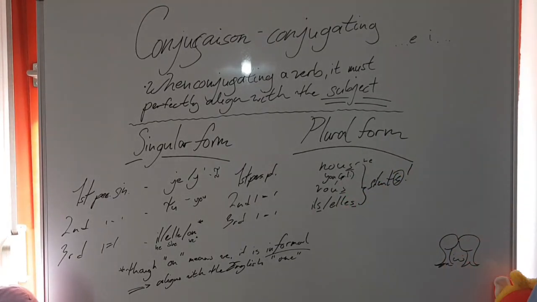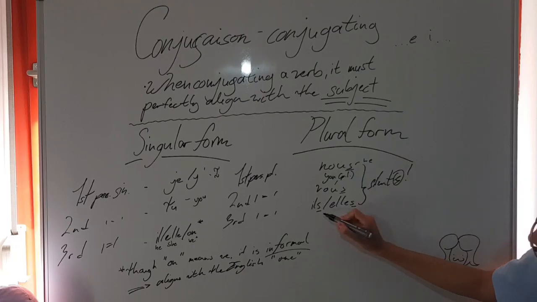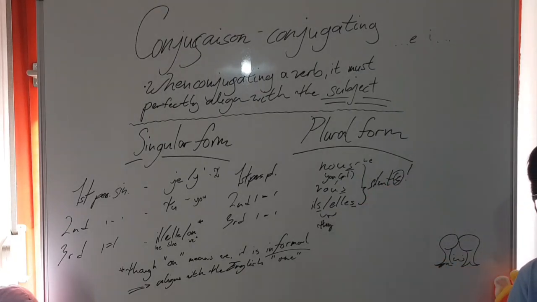And then for the third person plural, we use ils or elles. Before I explain what these are, you may have noticed that all of these pronouns end with an S. However, they are silent S's, which means they are not meant to be spoken. Now, back to the third person plural. Ils and elles both mean they. Now, you may be wondering what's the difference.